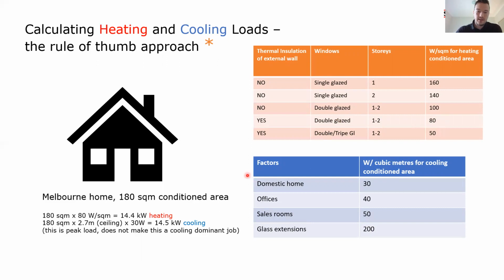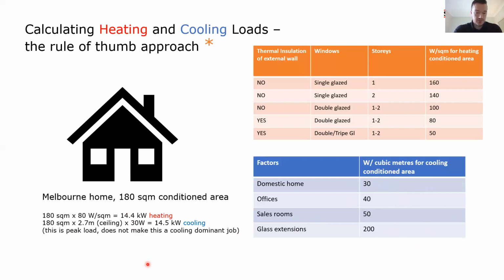For cooling, we do the calculations in cubic meters. Apart from that, again, you have a rule of thumb, which is watts per cubic meter, would be 30 roughly for a domestic home, 40 for offices. And then when we talk glass extensions, that number goes up rapidly. Give you an example quickly for a Melbourne home, 180 square meters. We talk 14.4 kilowatts heating, and using the same numbers, we talk 14.5 kilowatts cooling, which is actually nicely balanced.